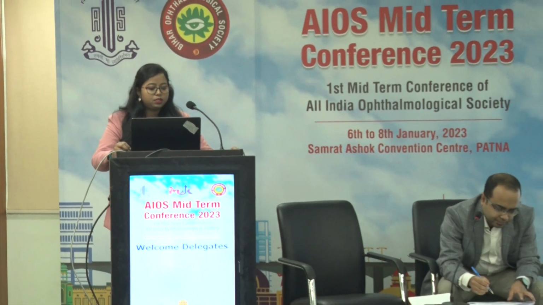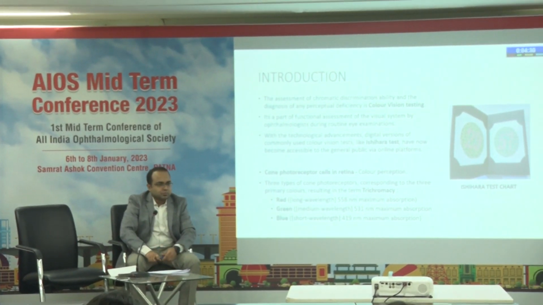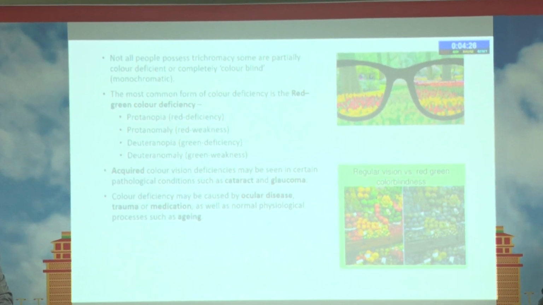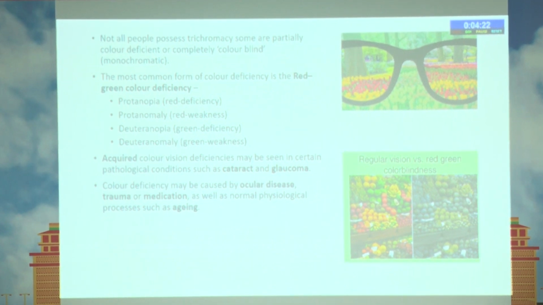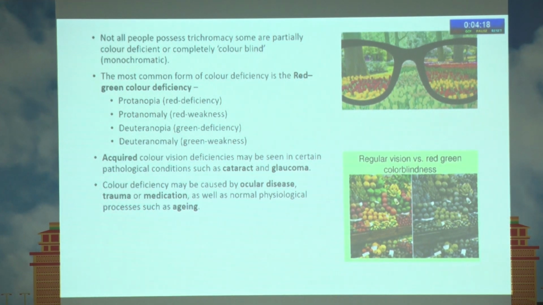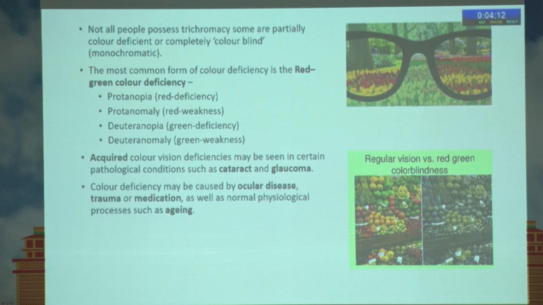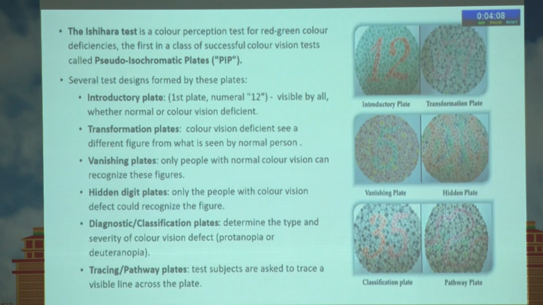Cone photoreceptors in the retina help in color perception. Three types of photoreceptors corresponding to three primary colors, red, blue, and green, result in trichromacy. Not all people possess trichromacy, and some are partially or completely colorblind. The most common form of color deficiency is red-green deficiency: protanopia, protanomaly, deuteranopia, or deuteranomaly. Color deficiency may be caused by acquired diseases like cataract, glaucoma, trauma, medication, or aging.